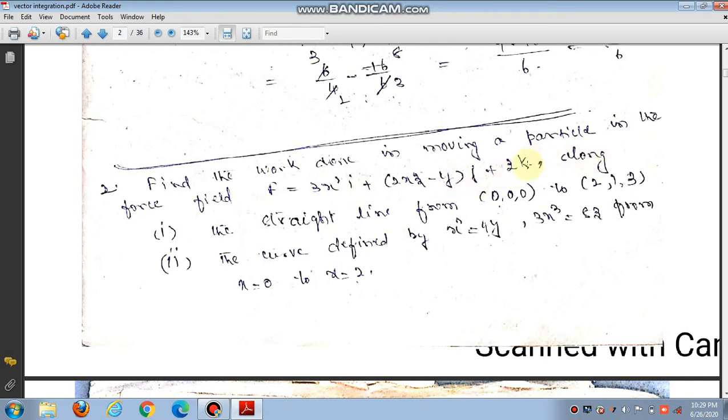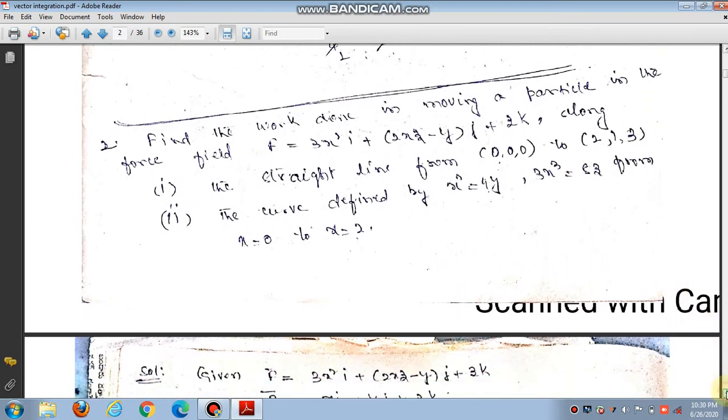Here they have given two different questions. Number one, along the straight line joining the points from (0,0,0) to (2,1,3), and the other question is along the curve defined by x² = 4y, 3x³ = 8z from x = 0 to 2. Now we find the solution to this problem.